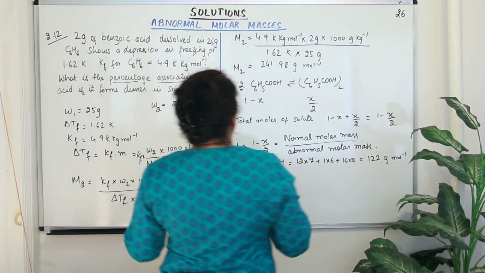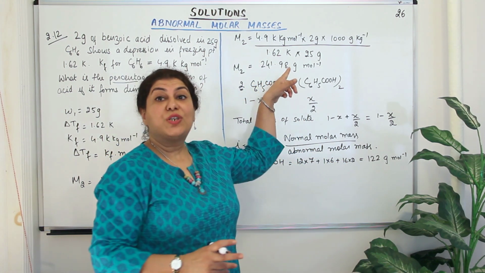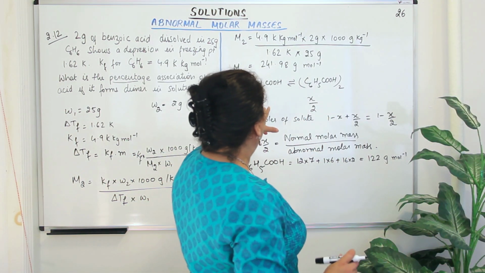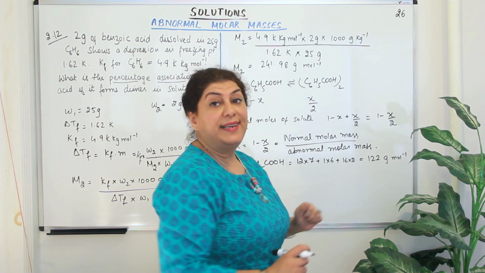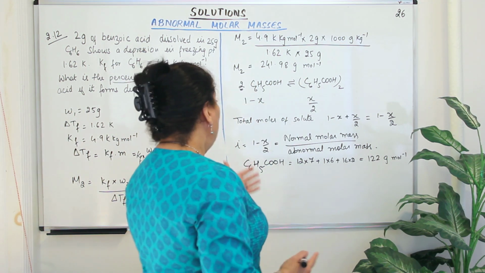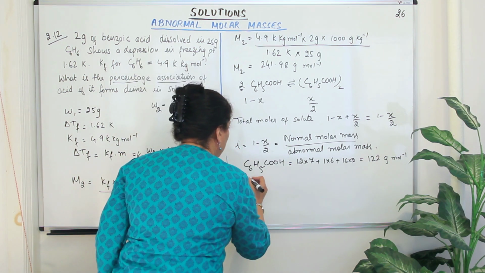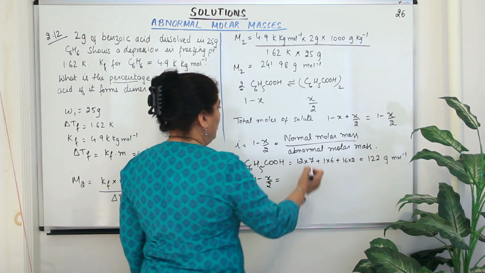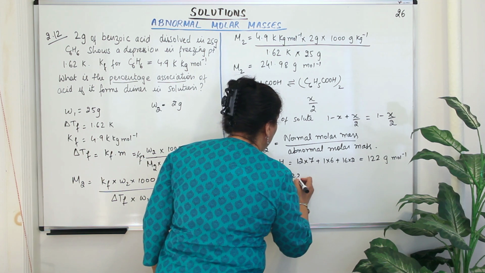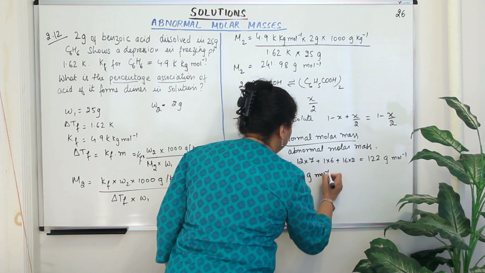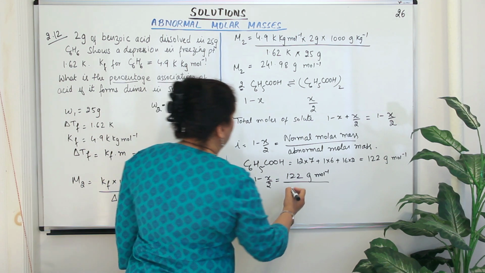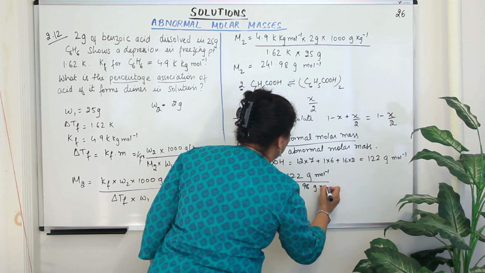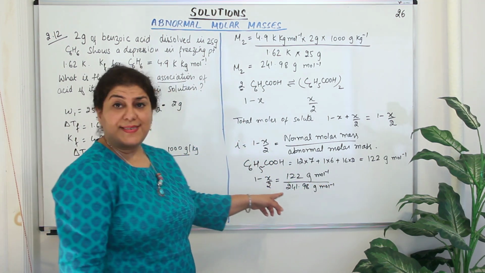And what is the molar mass that we have calculated? Let me just verify. Yes, it is 122 grams per mole. And what we calculated was 241.98. So this becomes equal to i, or the van't Hoff factor becomes 1 minus X by 2 is equal to, normal molar mass is 122 grams per mole upon the calculated molar mass, which is 241.98 grams per mole. Do you get this?